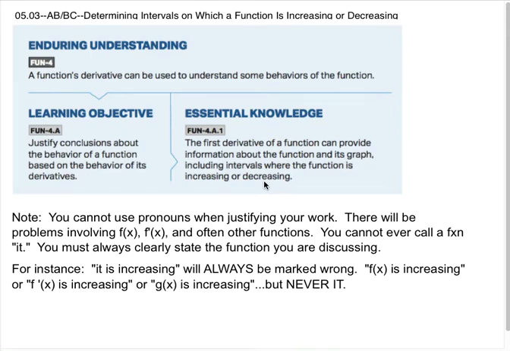All right, this is AP, AB, and BC Calculus. We are doing Unit 5, Section 3, which is determining intervals on which a function is increasing or decreasing.